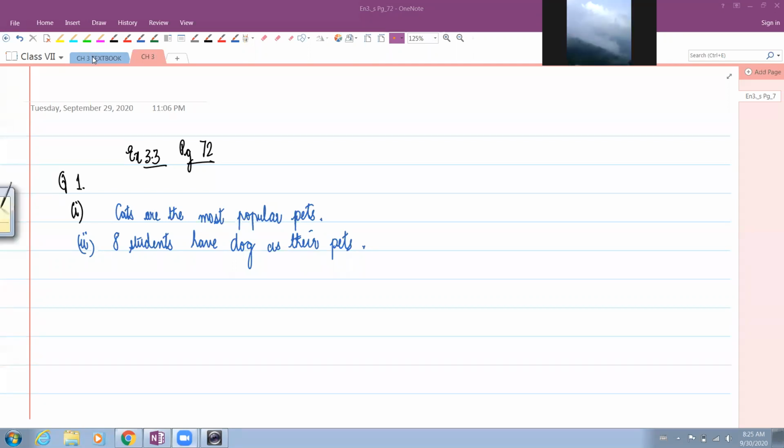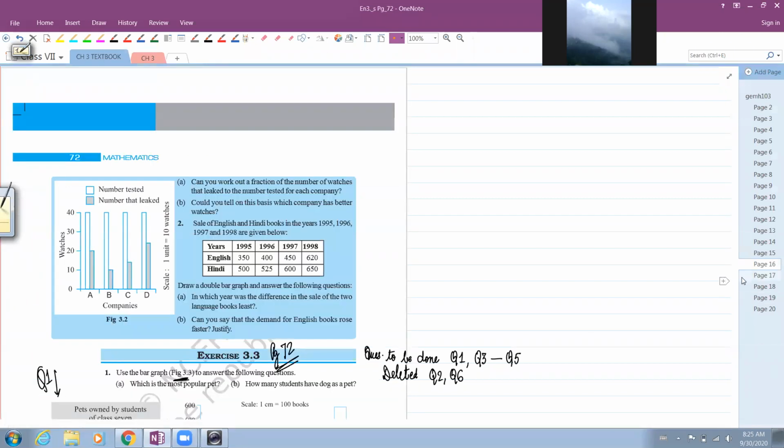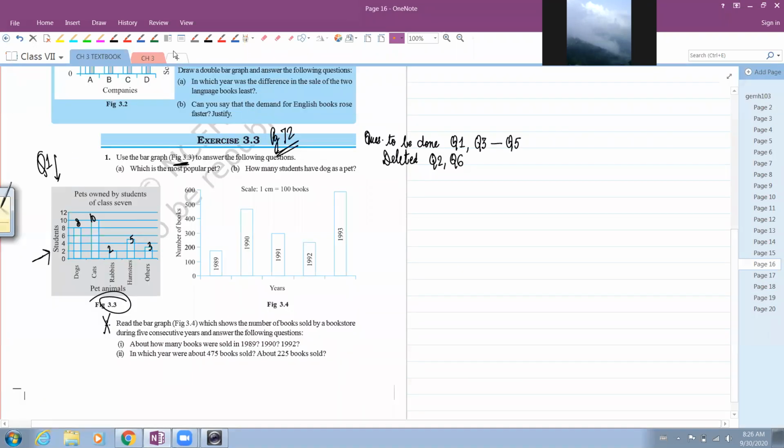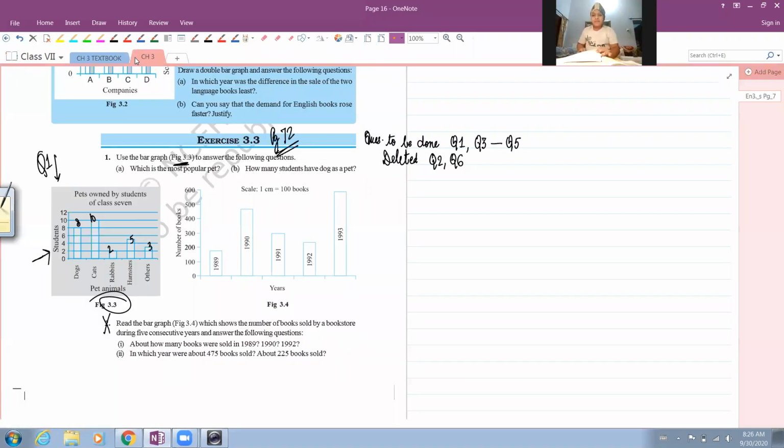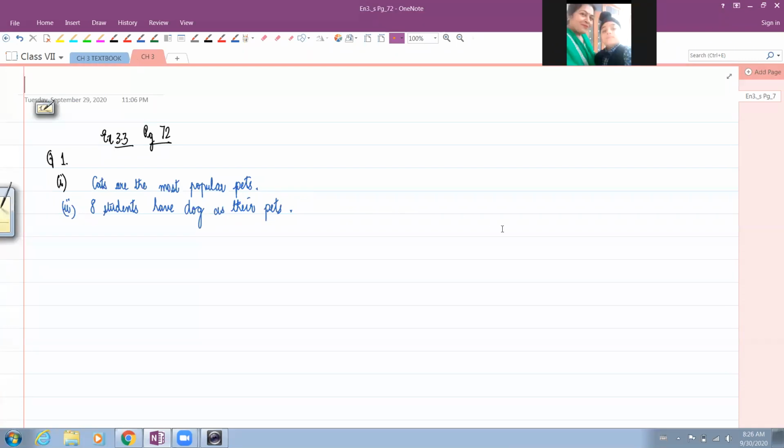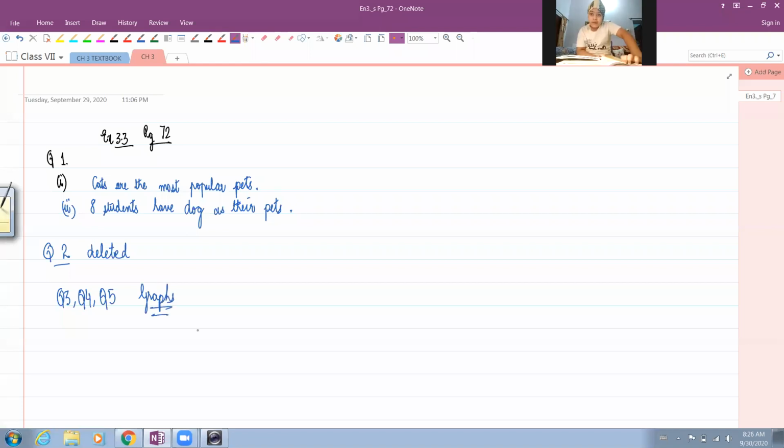Okay, let's take up the next question. After this, question number 2 is deleted. Were you writing that? Ma'am, for 2, 3, and 5, we need the bar graph. Question number 2 actually is deleted. It's not to be done. Question numbers 3, 4, 5 are graphs. Yes, you need graphs.